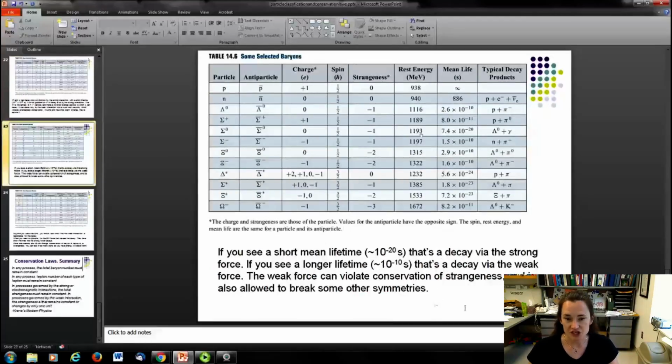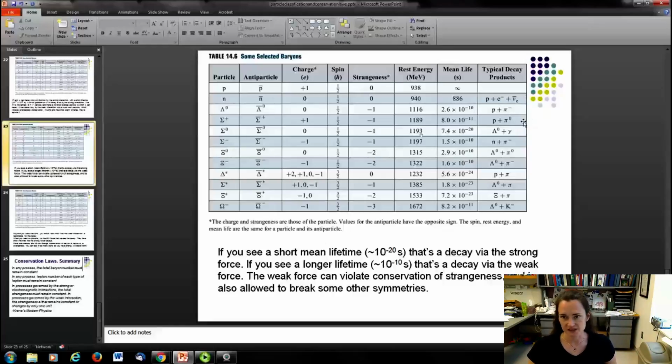Okay, so if you see a short mean lifetime, 10 to the minus 20 seconds or so, that's a decay via the strong force or the electromagnetic force. If you see a longer lifetime, about 10 to the minus 10 seconds, that's a decay via the weak force. The weak force can violate conservation of strangeness, and it's also a symmetry breaker. It's allowed to break other symmetries. So if you see here, you see this long lifetime for the neutron, and you see some neutrinos, that screams weak interaction, okay?